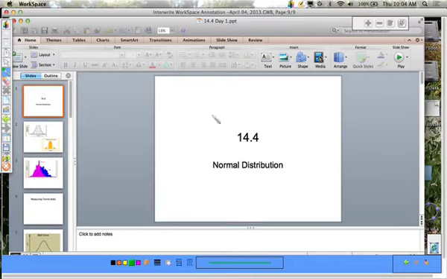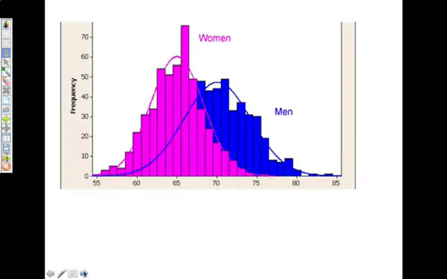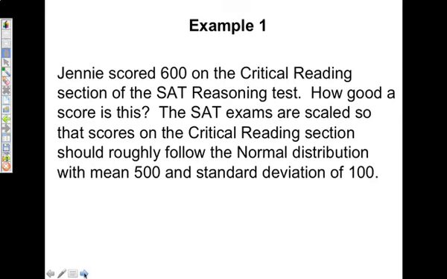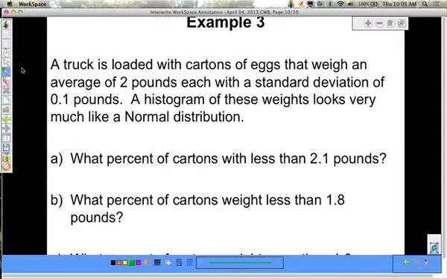All right, so the last example we're going to look at. I think you guys have some room because we're going to be drawing some pictures here as well, but hopefully you have some room on your paper for each one of these. A truck is loaded with cartons of eggs that weigh an average of 2 pounds each with a standard deviation of 0.1. A histogram of these weights looks very much like a normal distribution. What percent of cartons is less than 2.1?